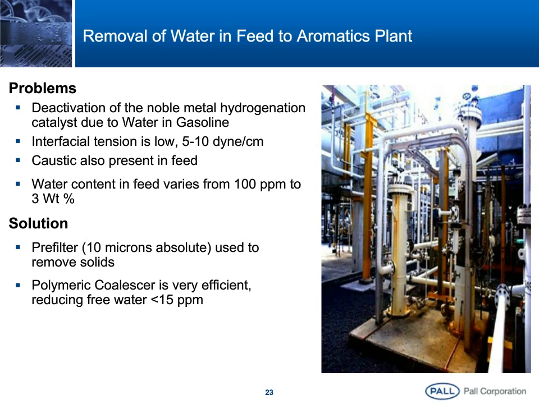Another complication is that there could be caustic in this stream, caustic coming from upstream processes, which makes it difficult to break the emulsion. As I said earlier, the water content could be anywhere from low ppm, which is like 100 ppm, all the way up to 3 weight %, which is 30,000 ppm. So this is the water we are trying to remove here.